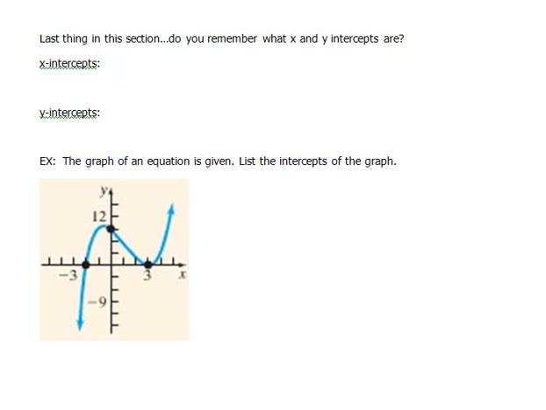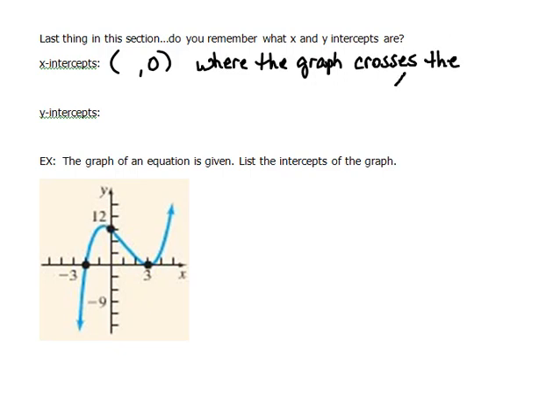All right, the last item in this section is talking about x and y intercepts. And if you'll remember, we've already talked about x and y intercepts. To find an x-intercept, we know that every single one of those has a y value of 0. So if we had an equation, we could plug in 0 for y and find the x-intercept. We also know that x-intercepts are where the graph crosses, or it could be touch, the x-axis.